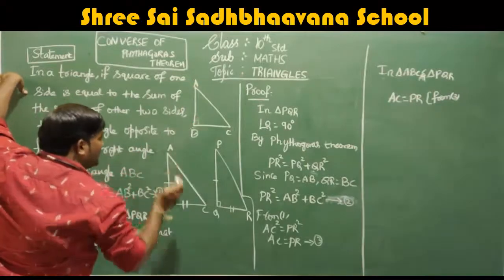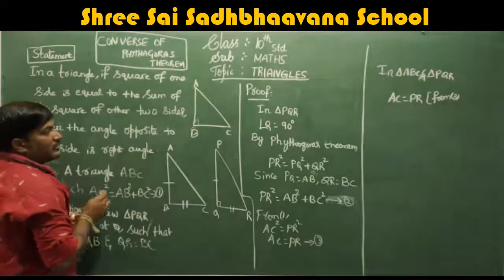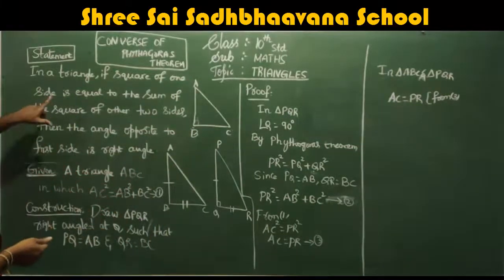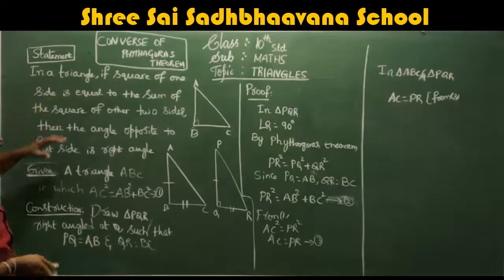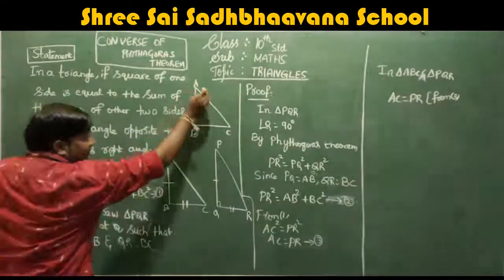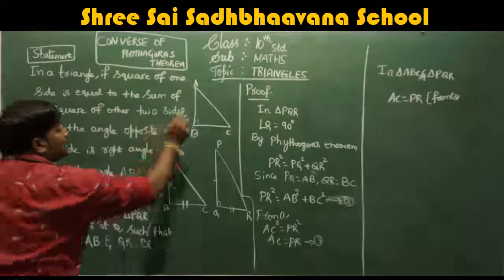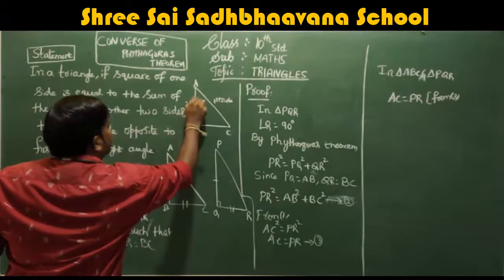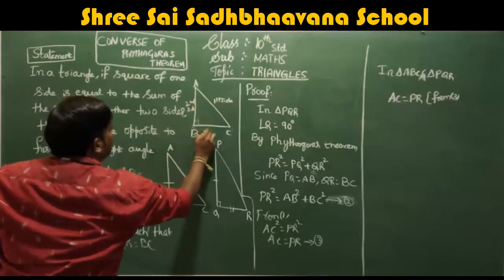Opposite to AC is B. In this triangle ABC, the square of one side is equal to the sum of the squares of the other two sides, they are telling. That's the reason. The other two sides are what? AB and BC. Then what is the first side? AC. Remember, the first side is this, the second side is this, and the third side is this.